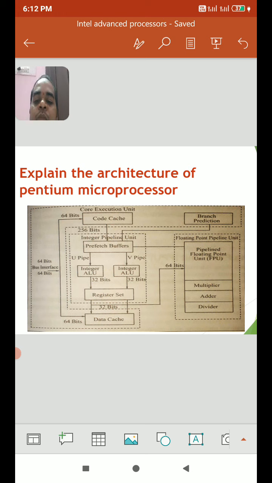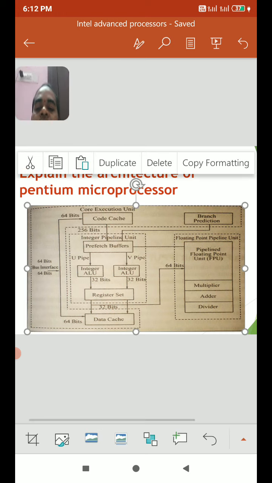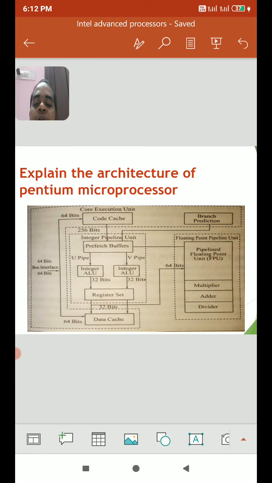Each pipeline contains a 32-bit ALU. That means 32-bit integer operations can be performed simultaneously by using the 2 ALUs, arithmetic and logic units. After performing that 32-bit operation, the data, opcode instructions and intermediate results are stored by using the register set here.